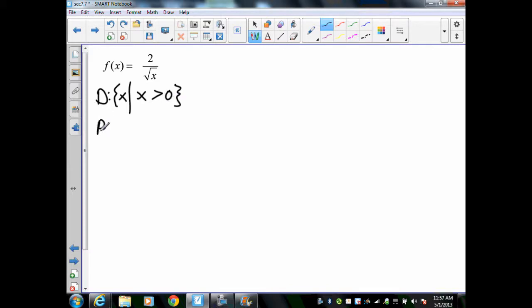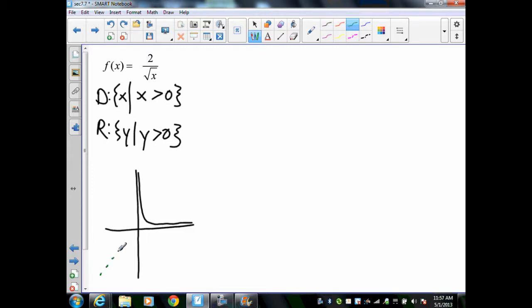My range, or y values: any number I plug in here and get out of my square root is going to be positive. Since it's going to be positive and the numerator is positive, my y values will also be positive. So y must be greater than 0. And since I'm getting a real number out of my denominator, I'll never get y equal to 0. Actually, if I graph this on a calculator, I would get something that looks like this. And I do know that I have an identity function that will map the reflection.